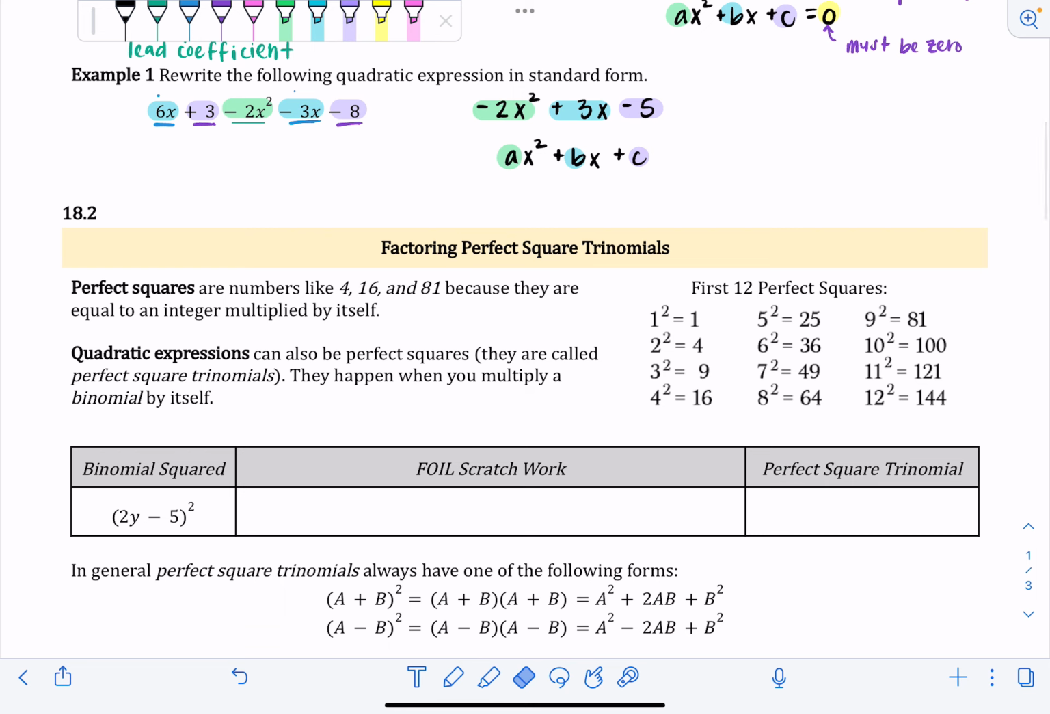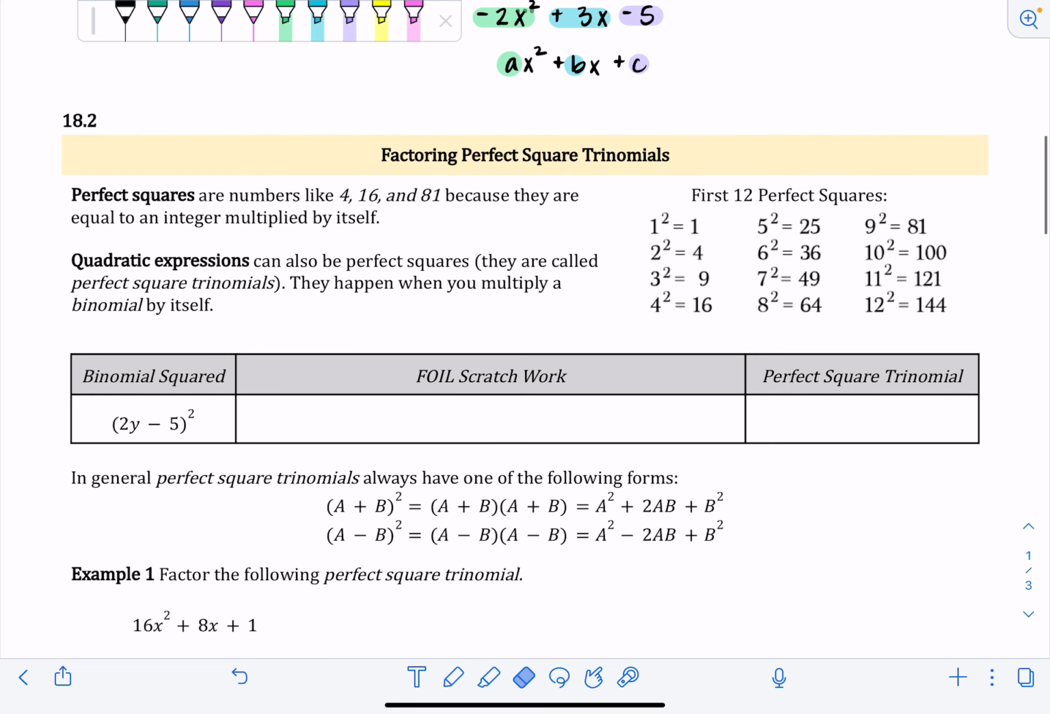Okay, 18.2, factoring perfect square trinomials. So perfect square trinomials, this is kind of like a new vocab word or phrase that we'll talk about. Before we do that, we have to review what perfect squares are.